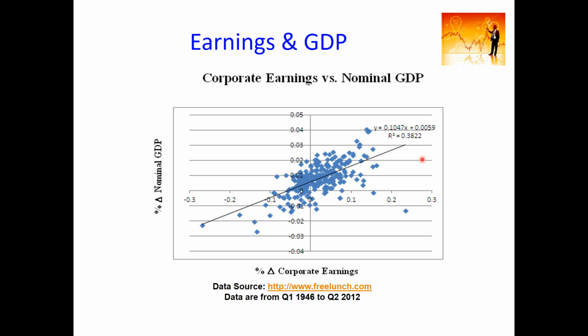The strength of this relationship is quite high. As you can see, R squared is about 38%. Now, through this relationship, we can see that if we can get a good estimation of how the economy is going to perform, that fits into providing some information of corporate earnings.